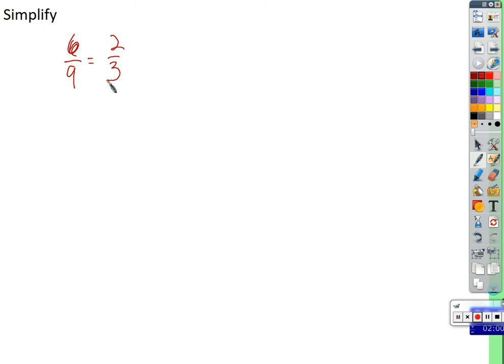How about this one, does it have a cube on it? It does, 2x cubed over x squared, because they each have a factor of x. That's like over 1, right? Which is just 2x squared. Divide by x. Suppose, I'm going to put it this way.